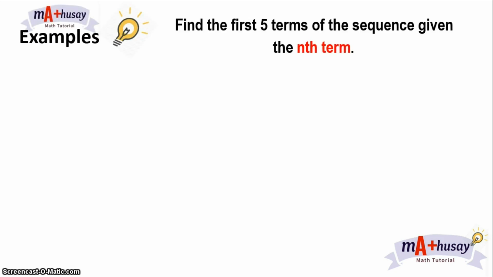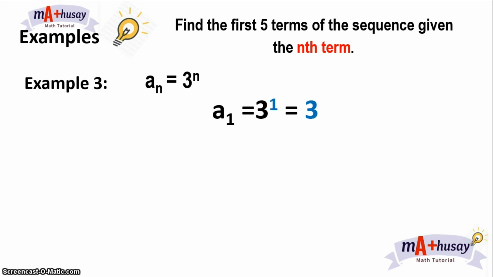Let's have example number 3. Again, our goal is to find the first 5 terms of this sequence given the nth term, a sub n equals 3 to the power of n. Now, let's plug in the set of natural numbers from 1 to 5. So, when n is 1, 3 raised to 1 is still 3. So, the first term of the sequence is 3.